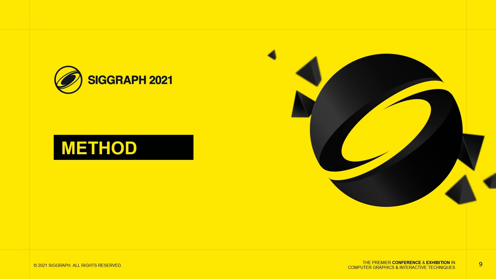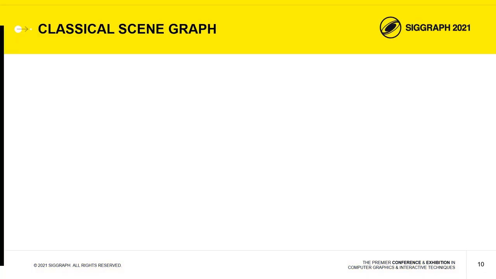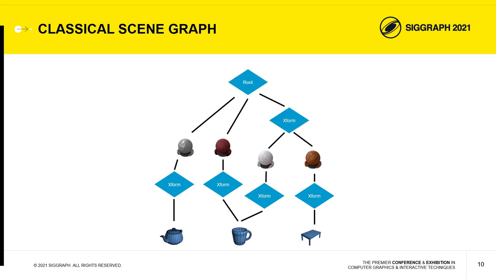Then let's first look at the traditional scene representation, which is a classical scene graph. In a typical 3D content creation application, we have some objects in the scene represented as triangle meshes, and these are transformed in various ways and have some materials applied to them. The classical scene graph is this hierarchical structure where the same transformations and materials can be applied to many objects simultaneously. And ideally our neural scene representation should be just as scalable, controllable, and easy to understand.